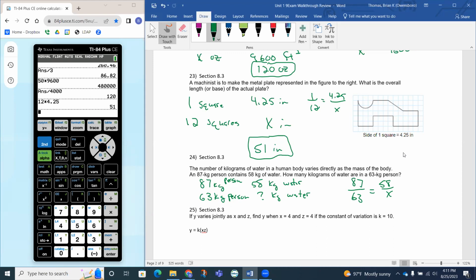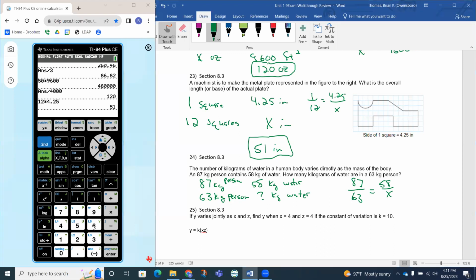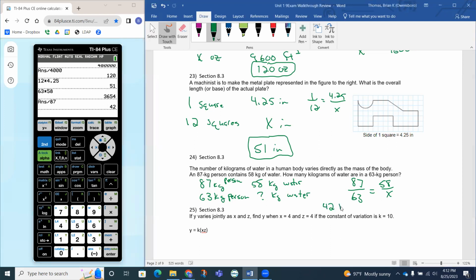There's also a formula we could have used, but we won't use that because we don't have the constant there. So never mind, scratch that. Let's just go 63 times 58, that's the diagonal. Then if we divide by 87, we get 42. So 42 kilograms of water. That should make sense because the weight of the person decreased, so the water should decrease. That's direct variation: if one decreases, the other has to decrease, and if one increases, the other has to increase. That's the pattern we picked up on.